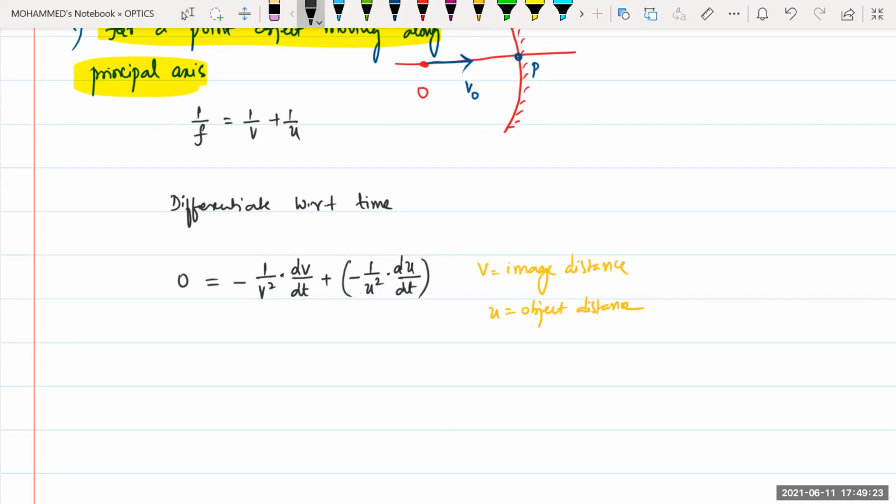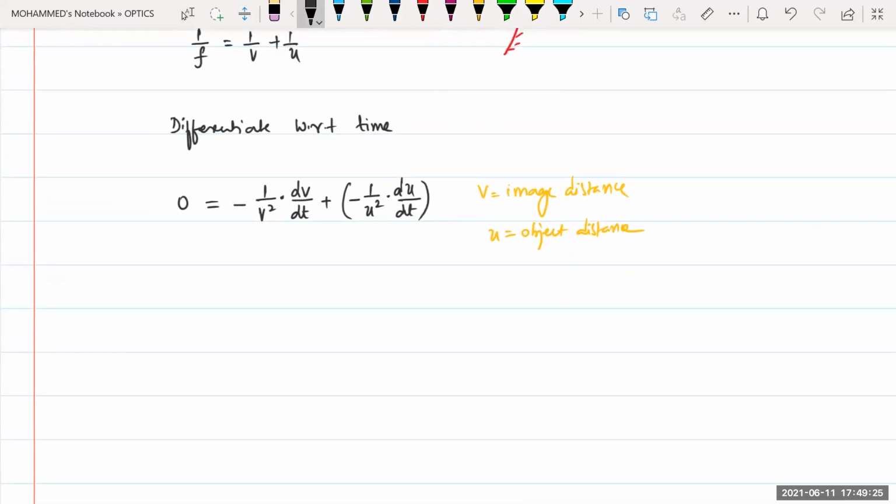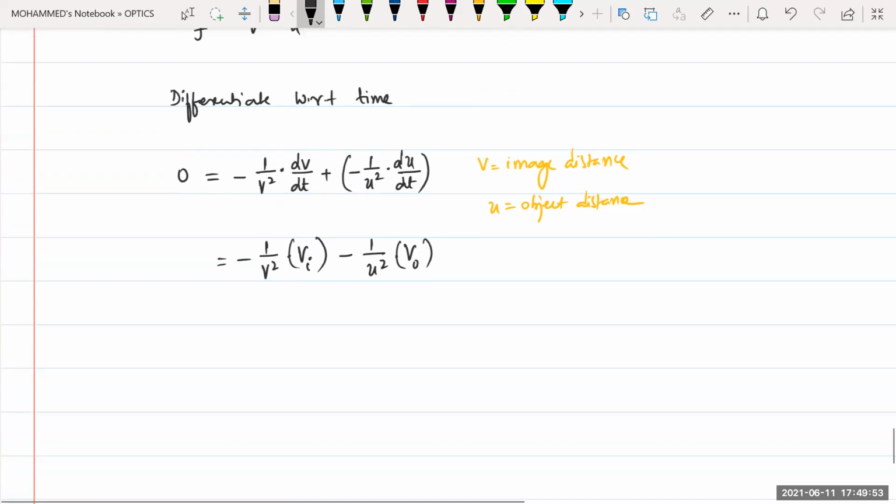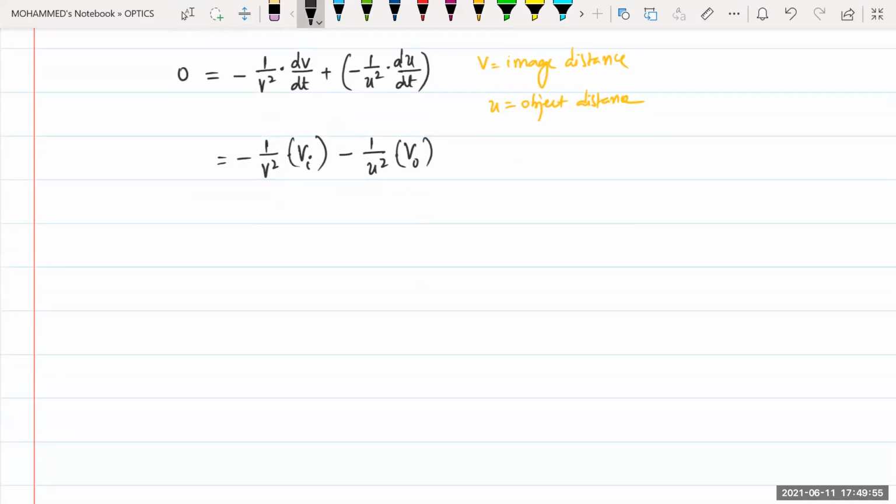Now, distance by time will give me what? Velocity, yes. So this can be written as minus of 1 by v square into dv by dt, which is nothing but the velocity of the image. And minus 1 by u square into du by dt is nothing but the velocity of the object. If I take the minus term on this side, how much will it become?